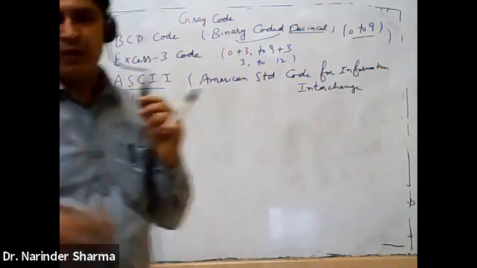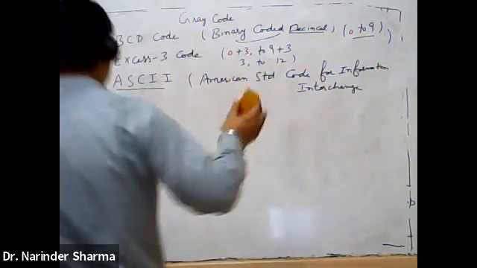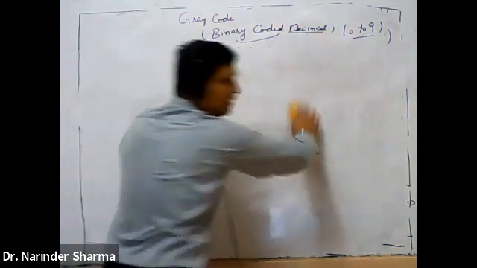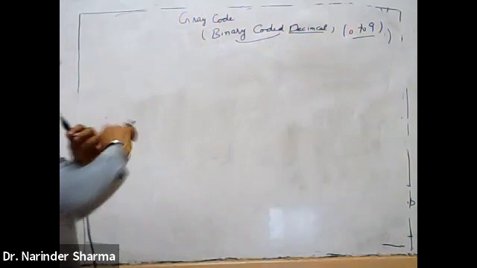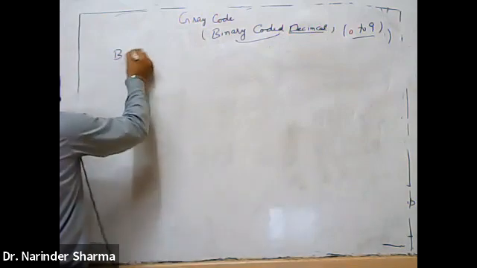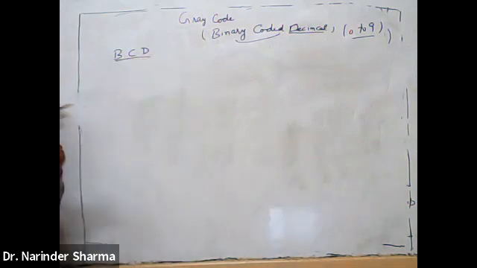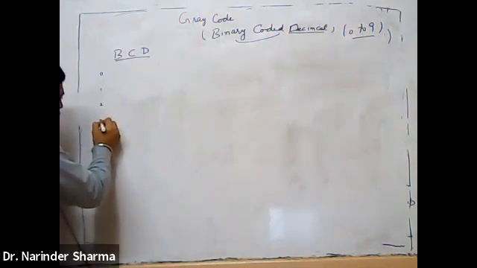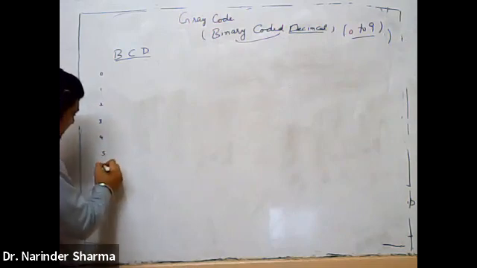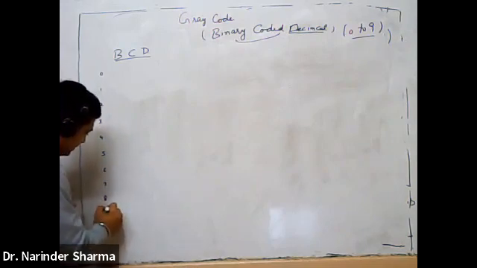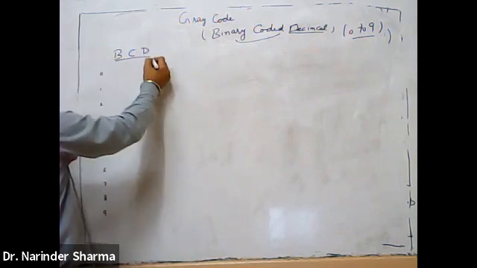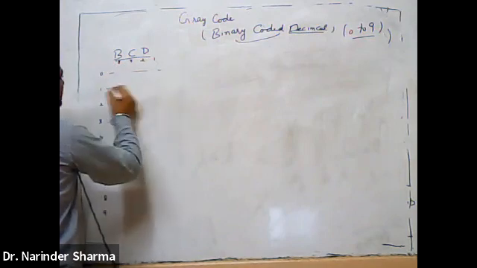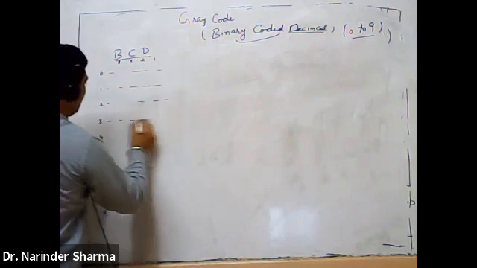We will learn about the binary coded decimal, BCD, one by one, and the others also. BCD, as its name says, is binary coded decimal: for each decimal number 0, 1, 2, 3, 4, 5, 6, 7, 8, 9, we have to convert it to its equivalent binary using the weights 8, 4, 2, 1.